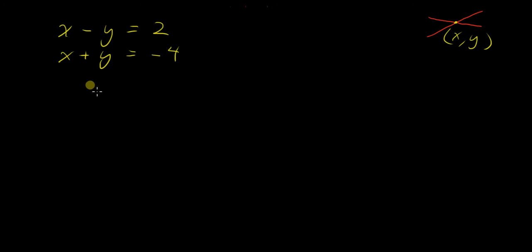I'm looking for the XY pair that will make both of these true, but I have no way to solve if I have two unknowns. I have to finagle this where I have an equation that has only X's or only Y's. And that is what we're going to use the principles we just saw to do. Okay, let's think about it. What if I were to add both of these?